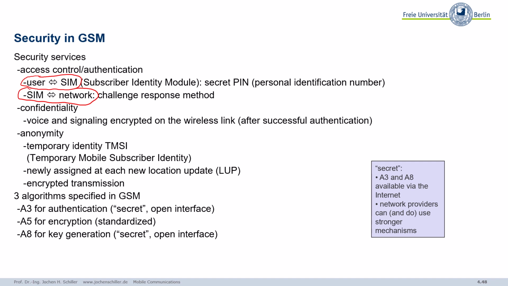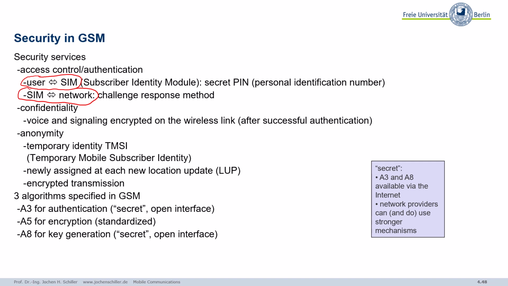3 algorithms have been specified in GSM. 2 only have an open interface, so the interface can be found in the standard, but the algorithm itself is kind of secret, or at least was secret. And then there's a standardized encryption algorithm. The names are A3 and A8 for the kind of secret algorithms and A5 for encryption. So A5 is standardized and open, and this is the algorithm implemented in the device, in the mobile station itself.